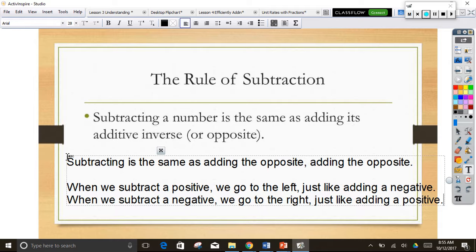Subtracting is the same as adding the opposite. Adding the opposite. When we subtract a positive, we go to the left, just like adding a negative. When we subtract a negative, we go to the right, just like adding a positive. Subtracting is the same as adding the opposite. Adding the opposite.